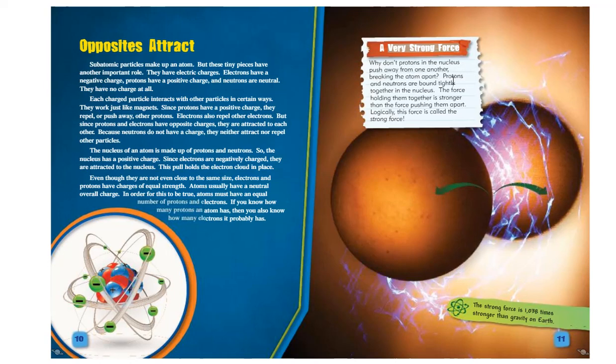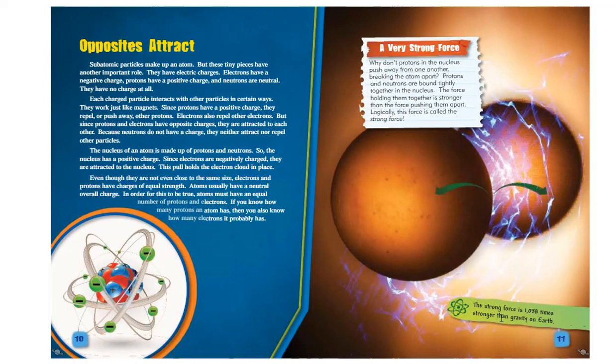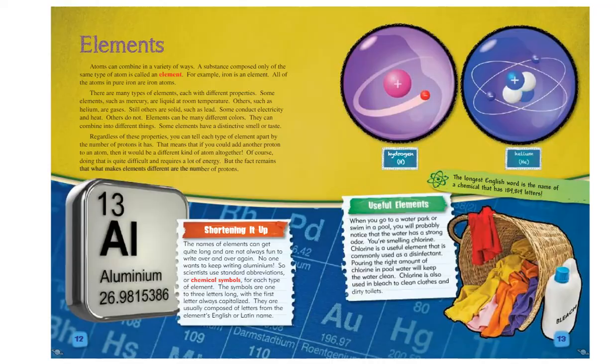Protons and neutrons are bound tightly together in the nucleus. The force holding them together is stronger than the force pushing them apart. Logically, this force is called the strong force, or the strong nuclear force. And that strong nuclear force is 1,038 times stronger than the force of gravity on Earth. So it's very, very strong. It's able to hold those positive particles together.